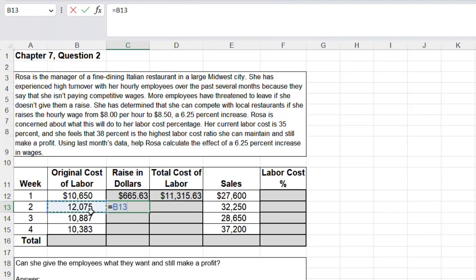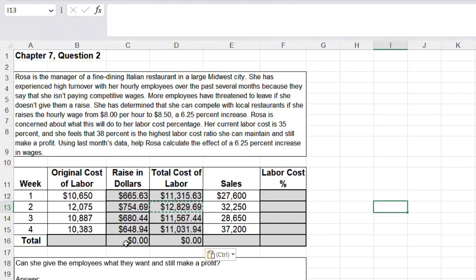All right, so we have our cost of labor, and we see what our increase would have been, and let's add those two together. All right, so we see that we would have spent $12,829.69. All right, so we can copy these formulas and paste them in. We'll do the same thing. We're going to copy this formula and we're going to drag it down.